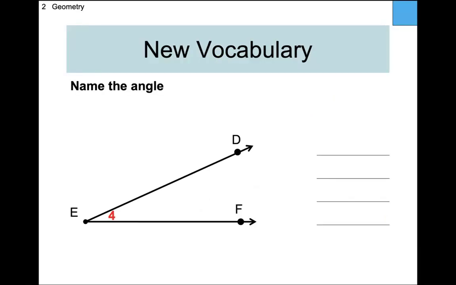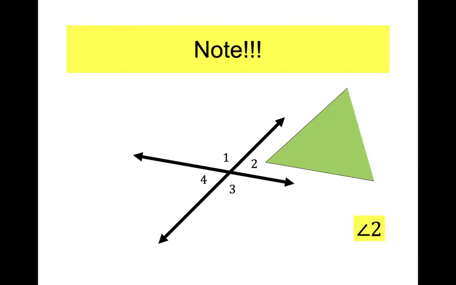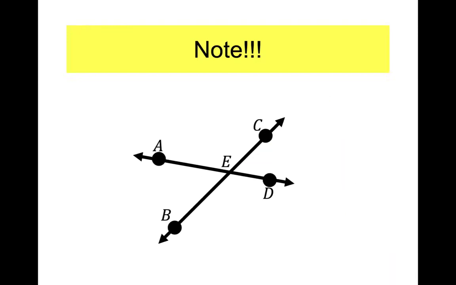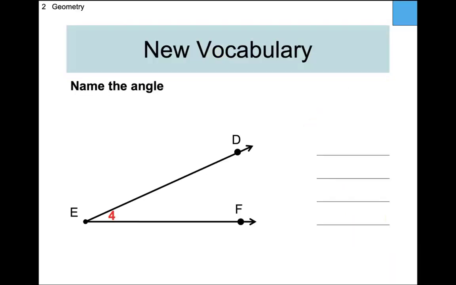All right, so the first thing, pause the video. I want you to name this angle four different ways. Okay, so this is either angle DEF or angle FED or angle E. We can call it angle E because the angle is there all by itself. It doesn't look like the previous one. I'm going to go back. It doesn't look like that. The angle is sitting here all by itself. Or we can call it angle 4. Got it? All right.